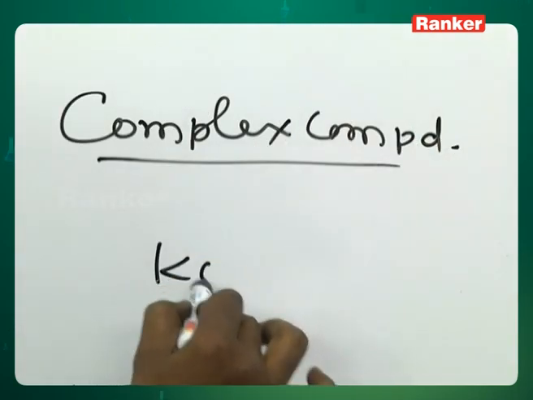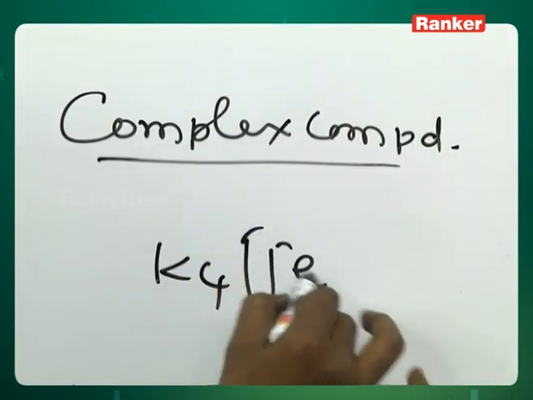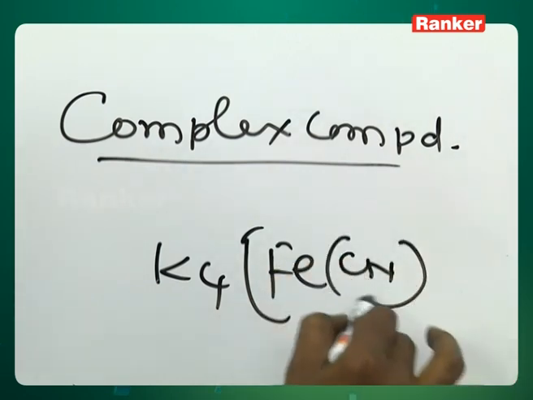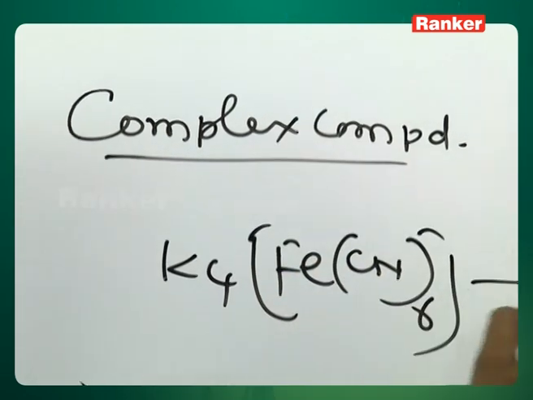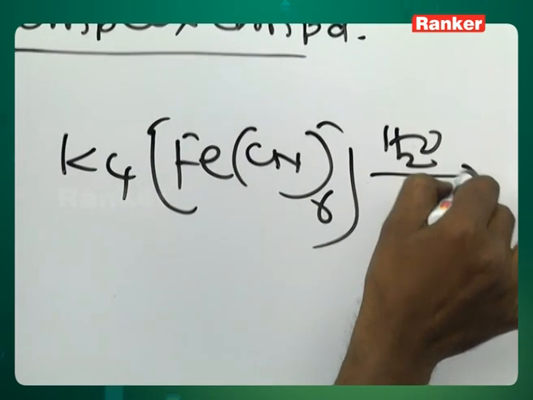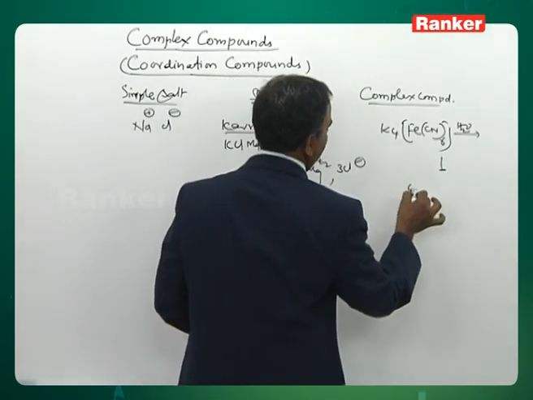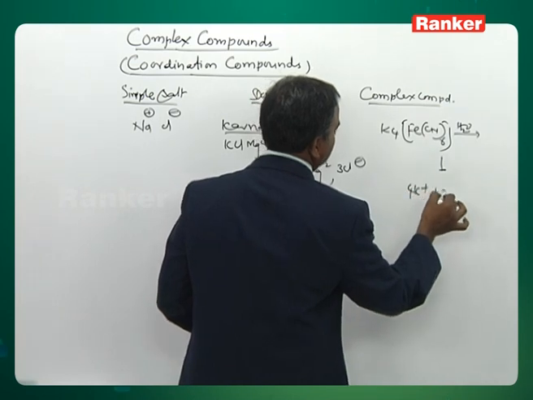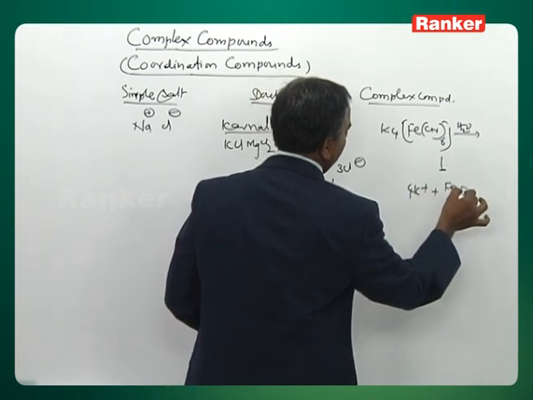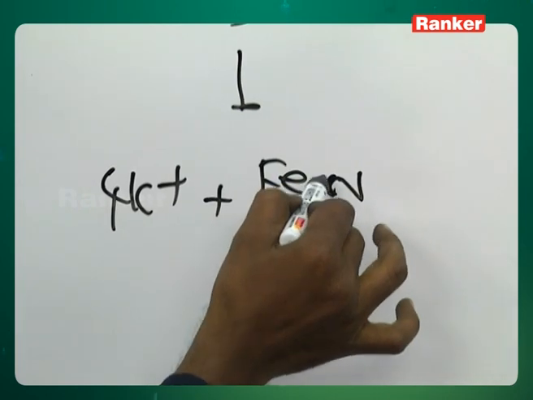Let us consider potassium ferrocyanide, K4[Fe(CN)6]. You put this into water, then what are you getting? See, it is undergoing partial ionization. I said 4K+ and [Fe(CN)6]4-, Fe(CN) taken 6.